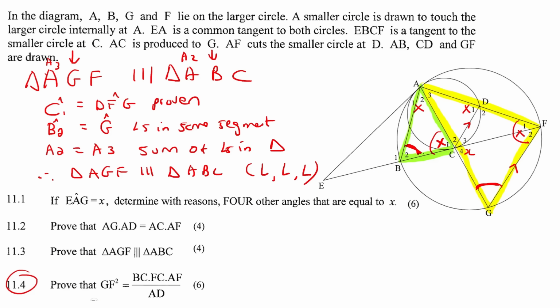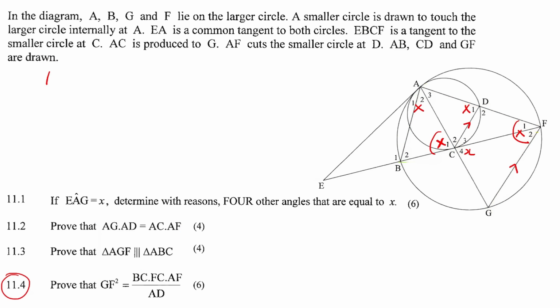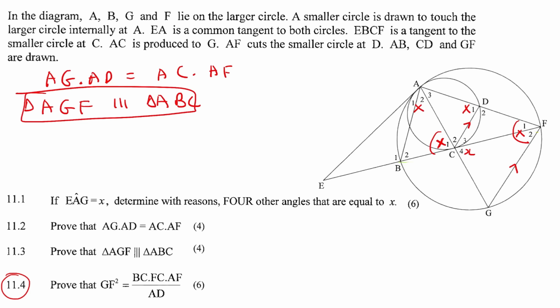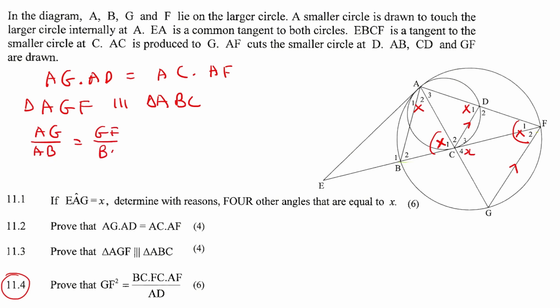Okay, now, this one: prove that this ugly expression. So what I would always do is look at these previous two answers and start there. I would look at these two pieces of information, and then also AGF similar to ABC. I know that when we've got that, then we can take this and make our ratios. So we can say AG over AB is going to be the same as GF over BC, which is the same as AF over AC, and that's just because we have similar triangles. You could also say corresponding sides.